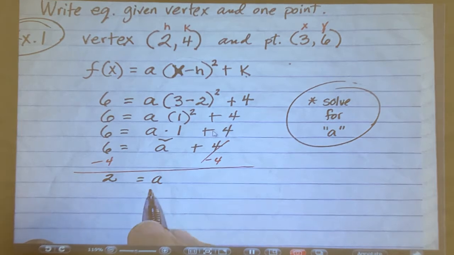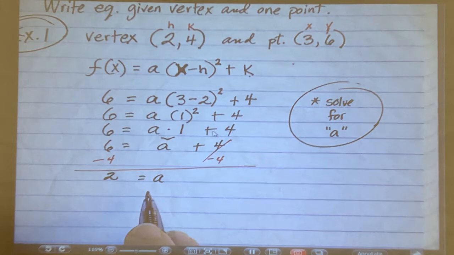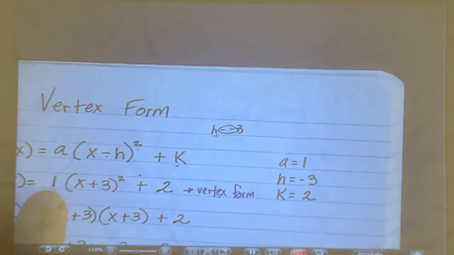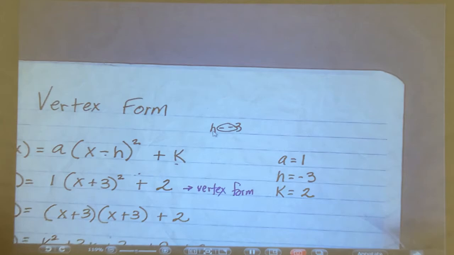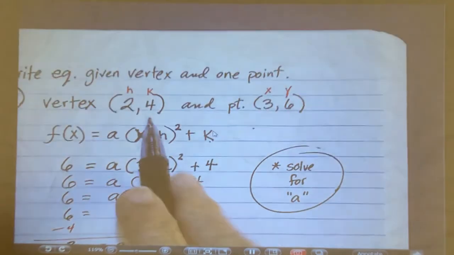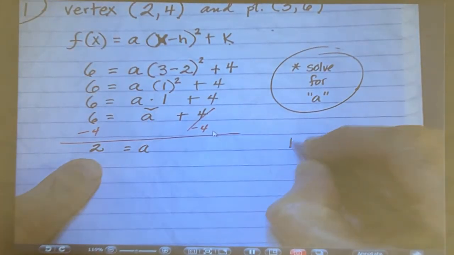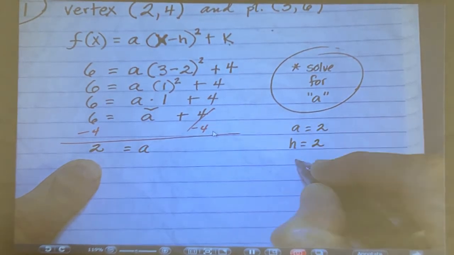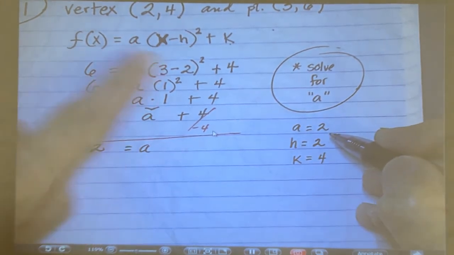Well, I'm not done, but now I have everything. If you'll notice in the vertex form of an equation, back at the sample that we worked the first time I gave you one, we plugged in the a value, the h value, and the k value. And that's what we're going to do now. I've provided you to start with the h and the k, and we found by our own work the a value. So the h is 2, the a was also 2, and the k was 4. The a was 2, we had to calculate that one right here.